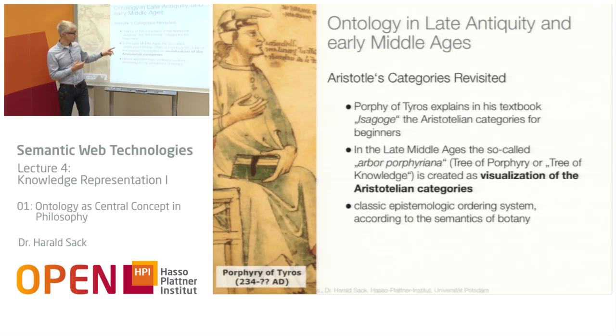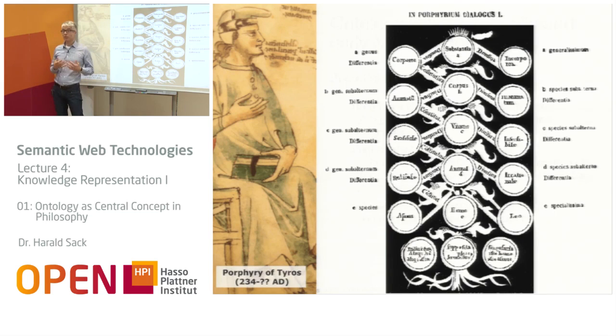And therefore, he came up with something that is called the Arbor Porphyriana, which means the tree of Porphyry, the tree of knowledge, where the categories of Aristotle, that of course Aristotle only explained in text, can be put into a visualization of a tree, and then it can be understood much more easily. So these systems, for example, are also used in botany. So here we have a visualization of this interesting tree with all these questions and categories that Aristotle has proposed.